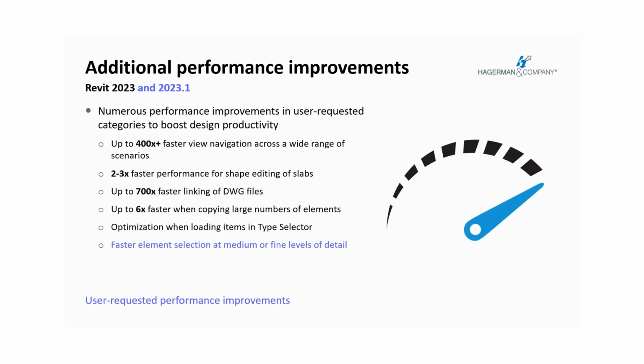There's also been performance enhancements when linking DWGs. This one's pretty good. They said they were able to improve it up to 700 times faster with linked DWG files. Then the performance when copying large numbers of elements has also been improved up to at least 6 times, and the type selector has been improved.